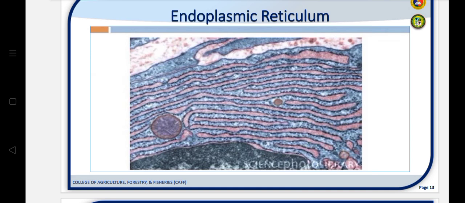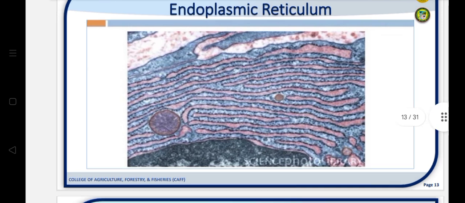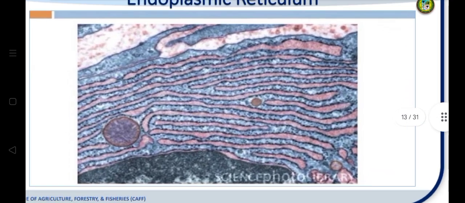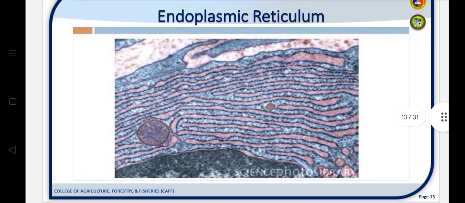This is what the actual endoplasmic reticulum looks like. We can see the circular structures there are the ribosomes, and the bluish with the pinkish structure is the endoplasmic reticulum.